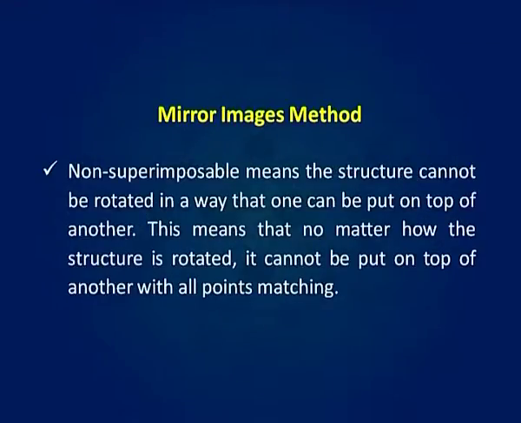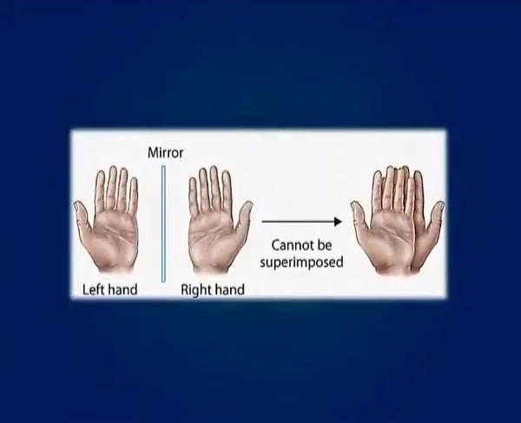Non-superimposable means the structure cannot be rotated in a way that one can be put on top of the other. This means that no matter how the structure is rotated, it cannot be put on top of another with all points matching. An example of this is our hands. Both left and right hands are identical, but they cannot be put on top of each other with all points matching. An object that is not superimposable with its mirror image is said to be chiral.